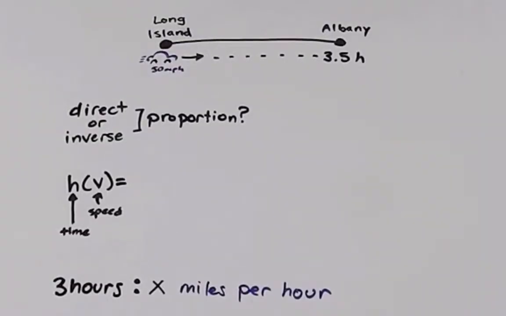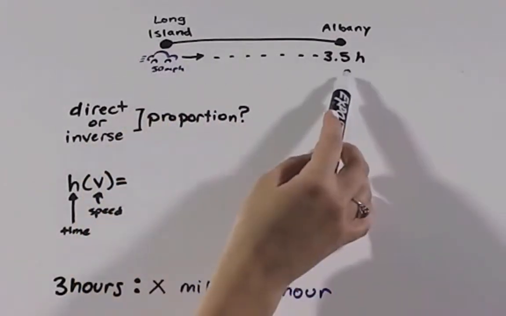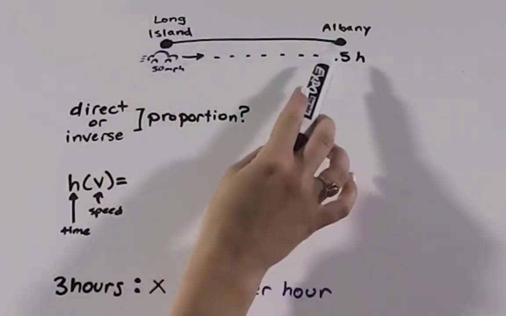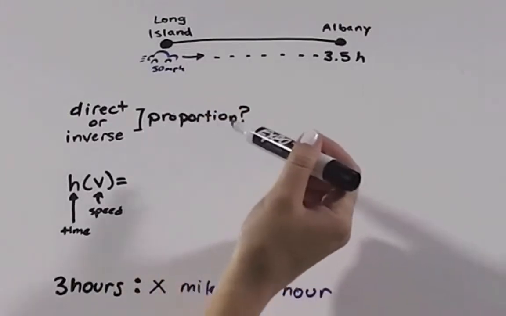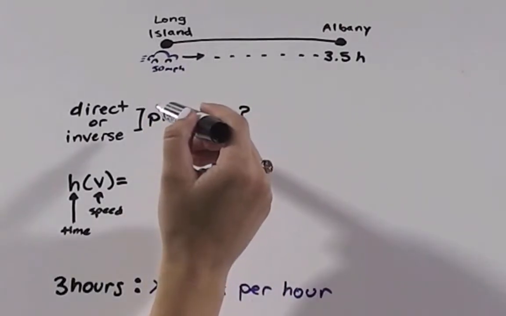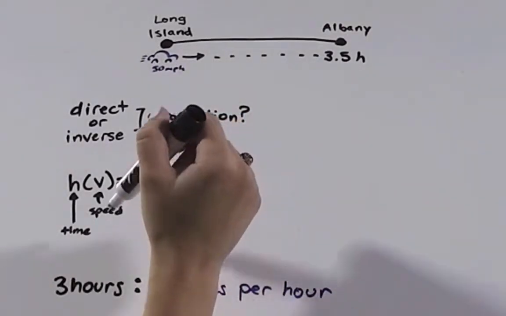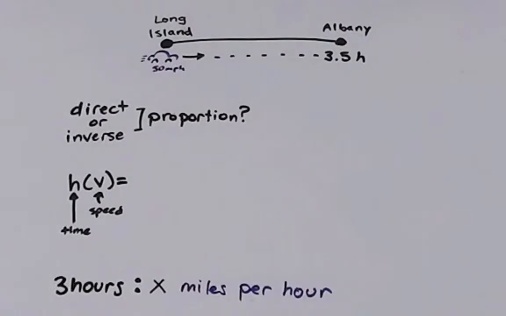Hi guys! So question 7 from the quiz on the pre-calculus part asks us: if we know that at 50 miles per hour it takes 3.5 hours to get from Long Island to Albany, answer the following 3 questions. 1. Is the relationship between speed and distance directly or inversely proportional? 2. Find a formula for the relationship of time with respect to speed, and 3. how many miles per hour would you need to drive to make it to Albany in 3 hours?